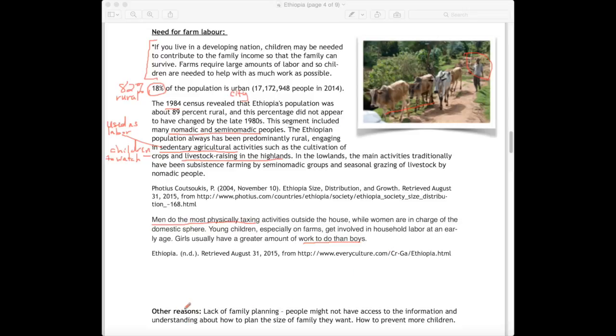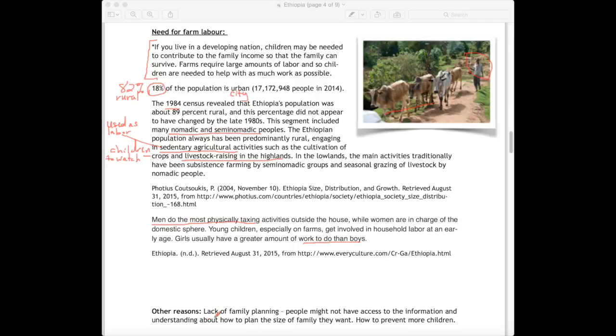Okay, so this is the end of our example for Ethiopia, but other causes of high birth rates could be, for example, lack of family planning. Now, I don't necessarily know if this is an issue in Ethiopia. I couldn't find the information, but generally, if you see a country with a high birth rate, this could be one of the causes that you could look at.